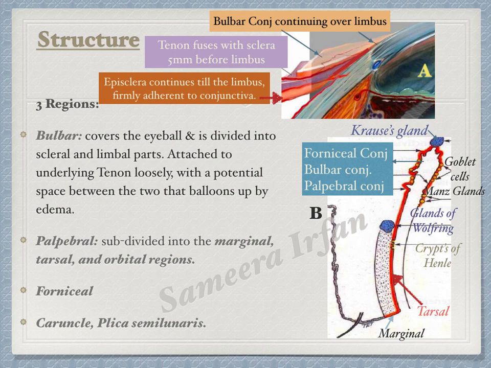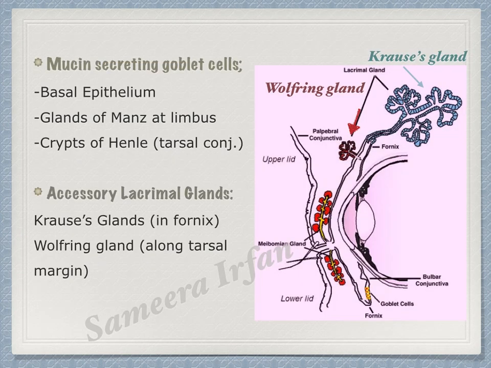Away from the fornix, the number of goblet cells reduces. Another important structure in the fornix are the accessory lacrimal glands of Cross and Wolfring, which are responsible for the basal secretion of lacrimal fluid. Therefore, the conjunctiva has the mucin secreting goblet cells in the basal epithelium, as well as the glands of Manz at the limbus, and the crypts of Henle in the tarsal conjunctiva, and then the Cross and Wolfring glands.